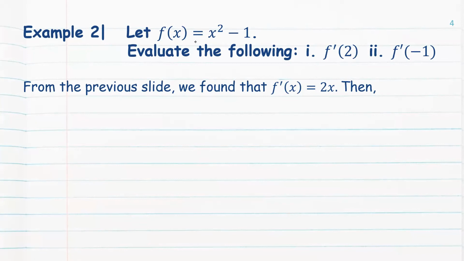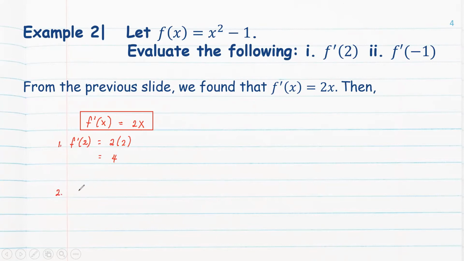Next, let's have example 2. Let f of x be equal to x squared minus 1. So if you have noticed, our given here is just the function that we worked on the previous slide. So let's evaluate f prime of 2 and f prime of negative 1. So from the previous slide, we have found out that f prime of x is equal to 2x. Then f prime of 2 is just equal to 2 times 2. So just substitute 2 to x, so we have 4. So f prime of 2 is equal to 4.